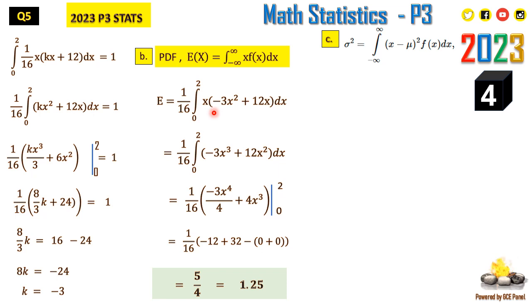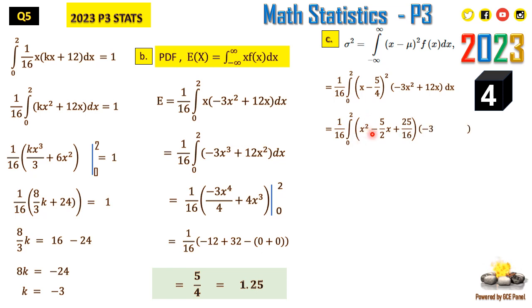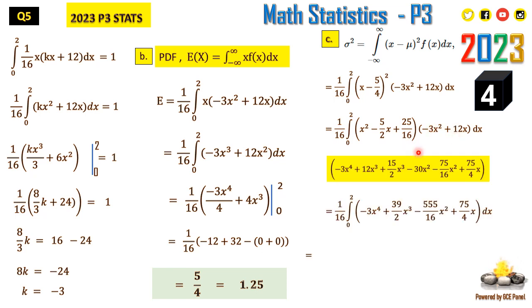So the variance is defined as the integral from negative infinity to plus infinity of x minus mu squared times f of x dx, okay? So here we are integrating from 0 to 2 of x minus 5 on 4 squared times our f of x, negative 3x squared plus 12x dx. So we expand this expression, we're going to have 1 over 16 into the integral from 0 to 2 of x squared minus 5 on 2x plus 25 on 16 into all of these. There are other methods you can use, but I've used this one here. So when we simplify all of this, this is the result we are going to have.